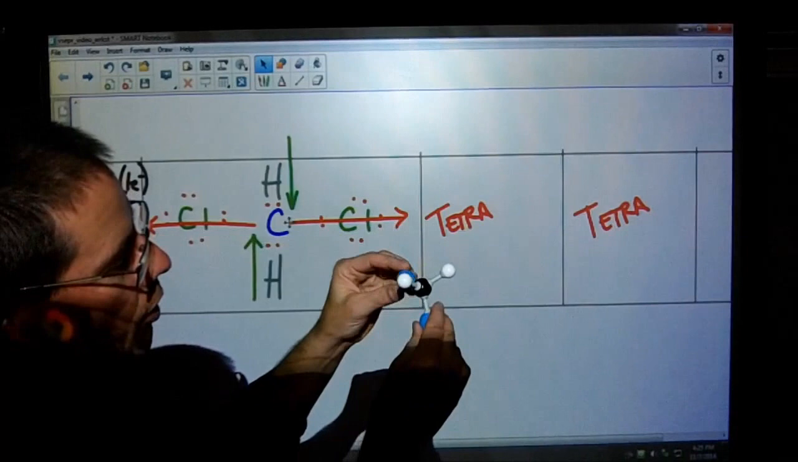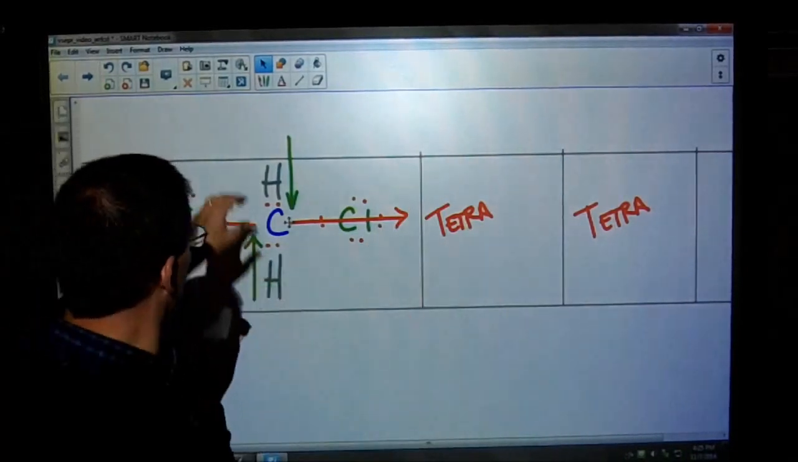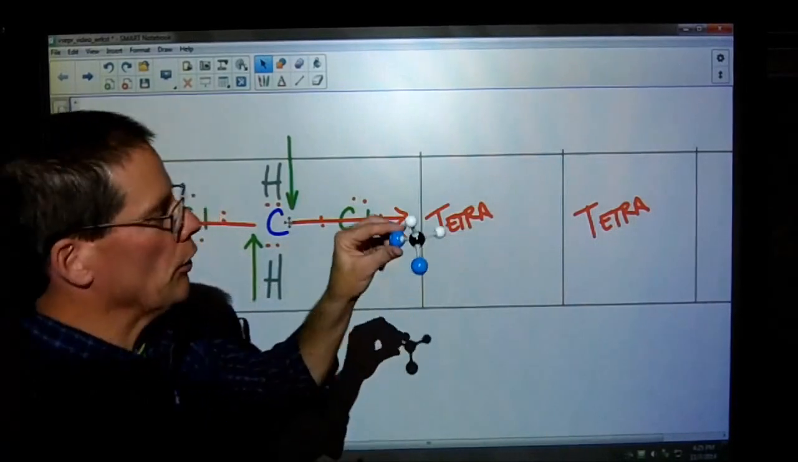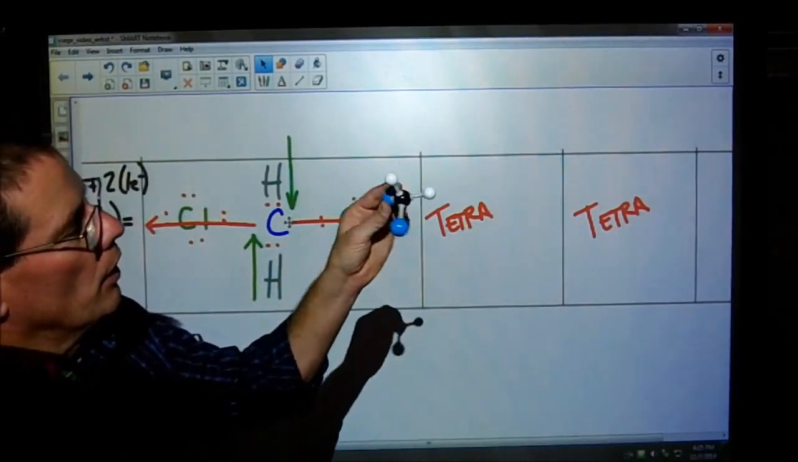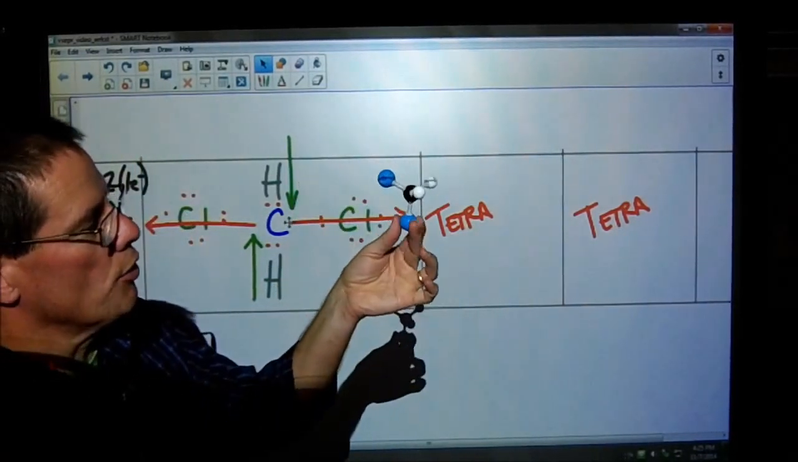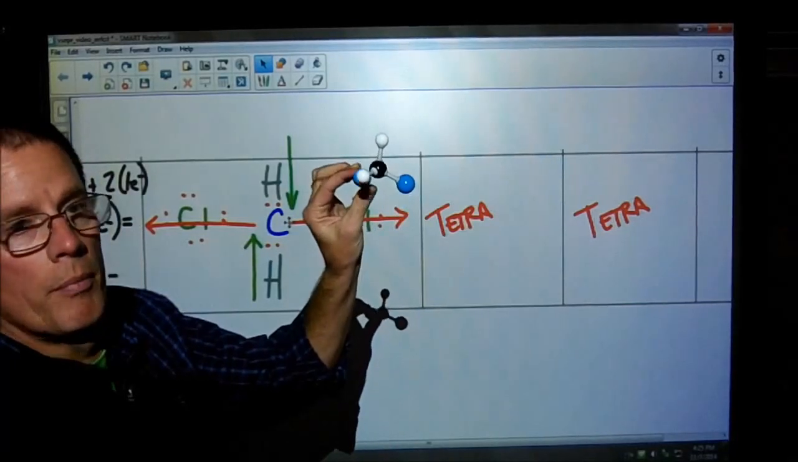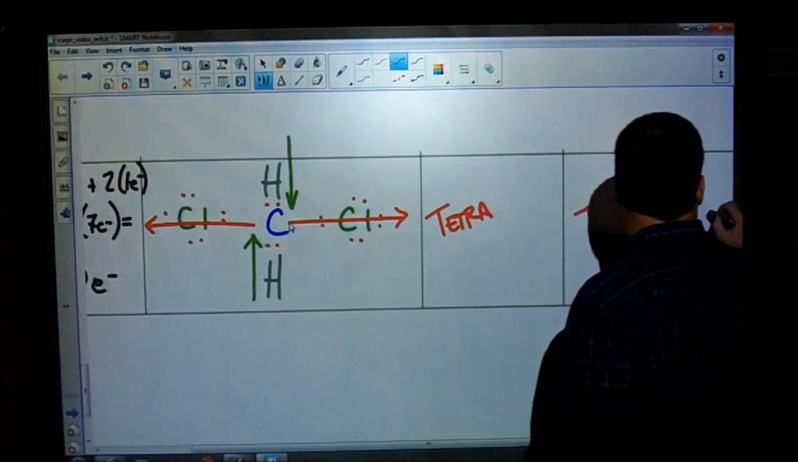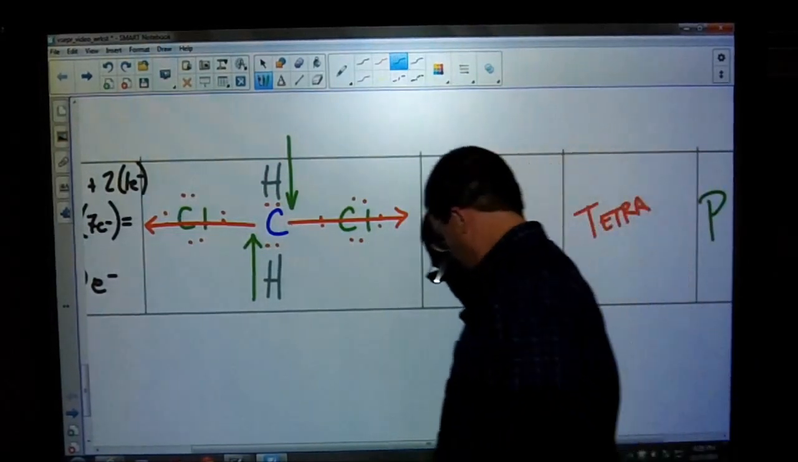And some of you may have said, well, I kind of drew them so that I had a chlorine here and a hydrogen here. Doesn't change anything. It's still a polar compound because, again, it's a 3-dimensional shape, not a 2-dimensional shape. So this is a polar compound. Polar.